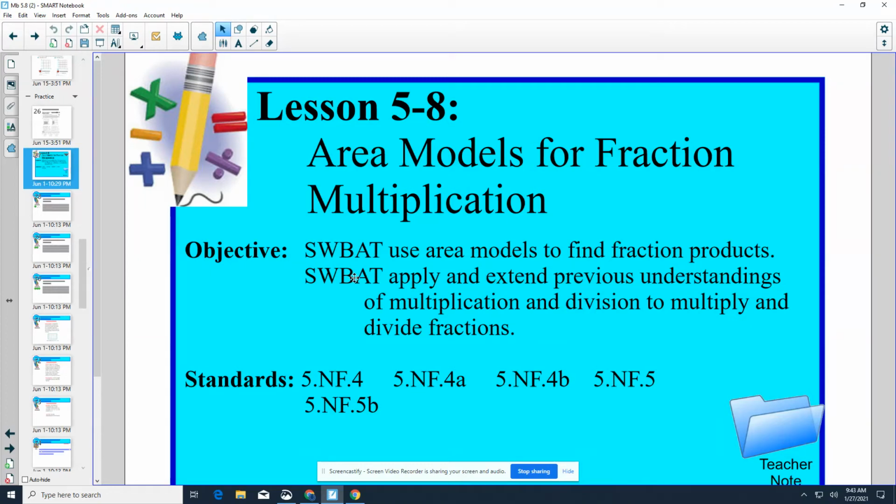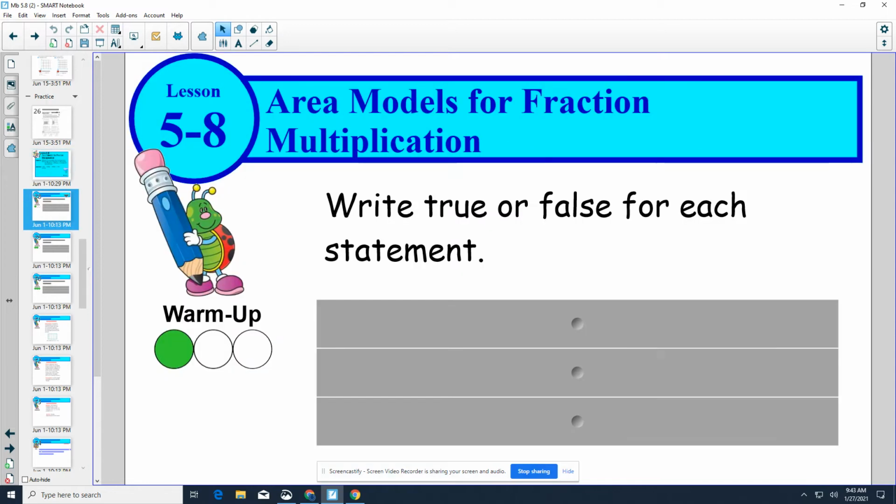All right, so today we're going to work on lesson 5.8, area models for fraction multiplication. So we're going to apply some of the multiplying fractions strategies to help us with area. So we're going to use area models to find fraction products. Remember, products are just answers to multiplication problems. Apply and extend previous understandings of multiplication and division to multiply and divide fractions.